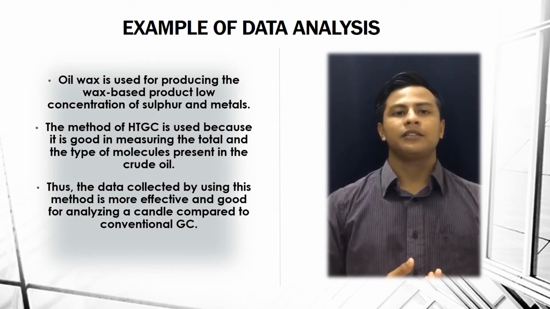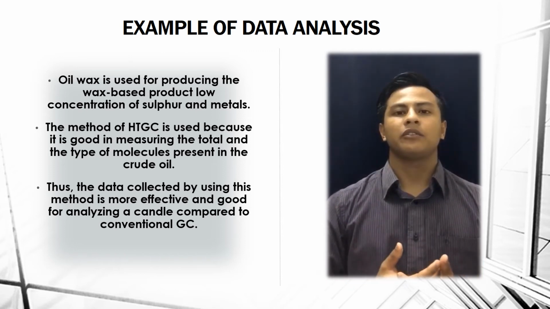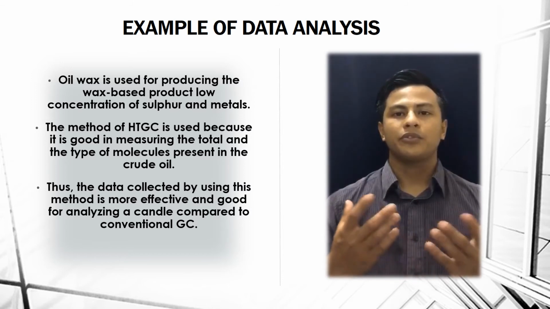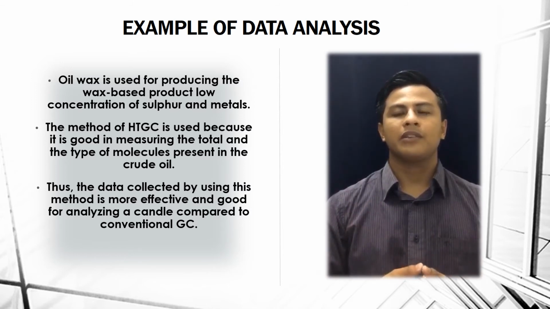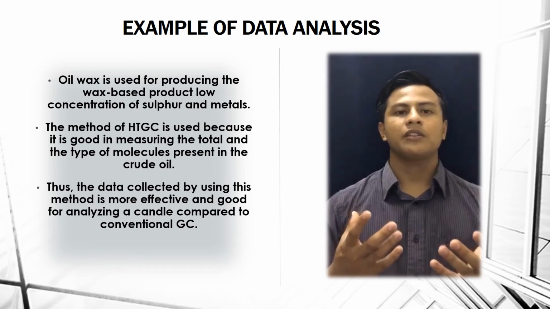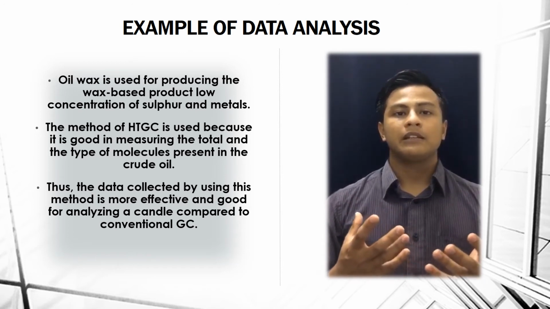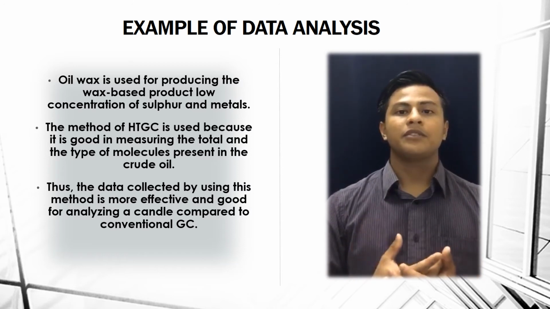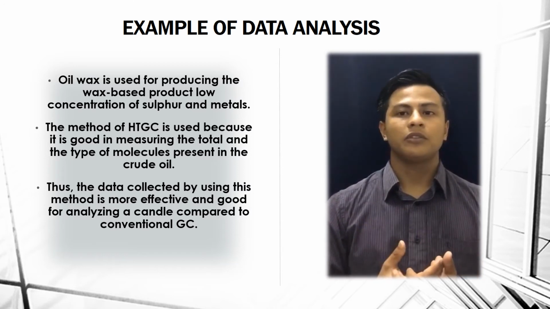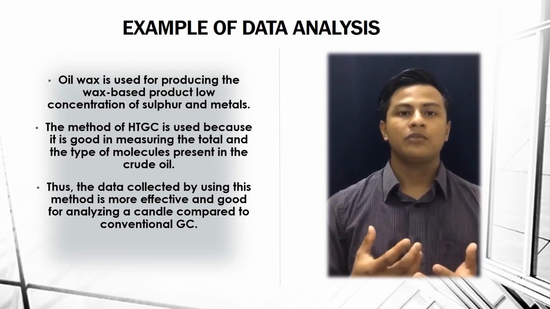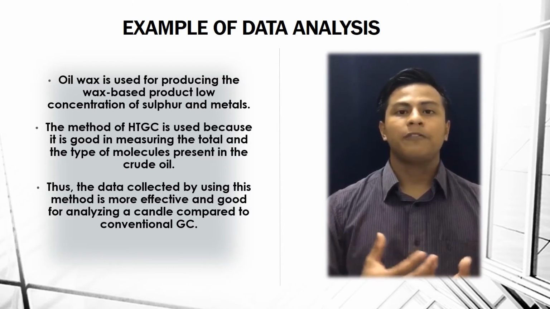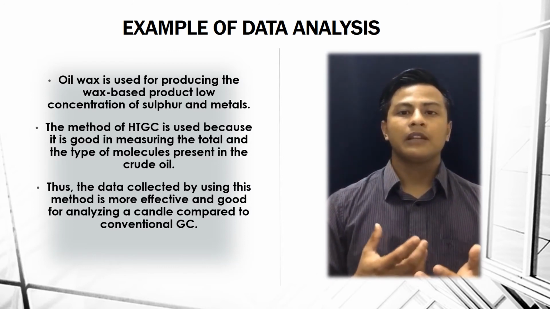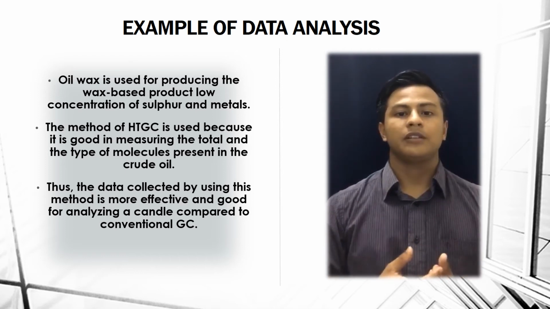The sample tested that we use for data analysis is wax crude oil. Oil wax is used for producing wax-based products because it has a low concentration of sulfur and metals. The method of HTGC is used because it is good in measuring the total and the type of molecules present in the crude oil, so the data collected by using this method is more effective and good for analyzing a candle compared to conventional GC.